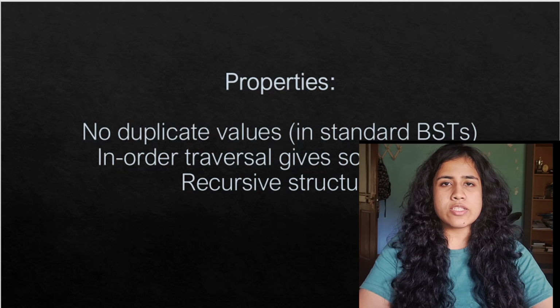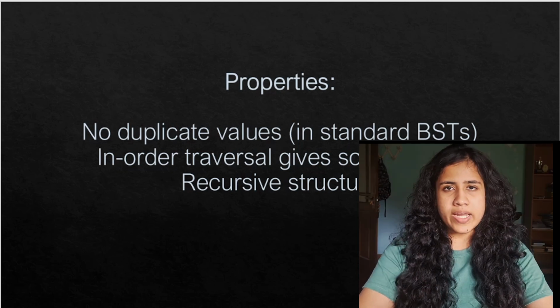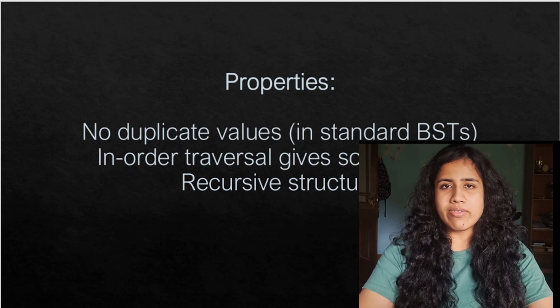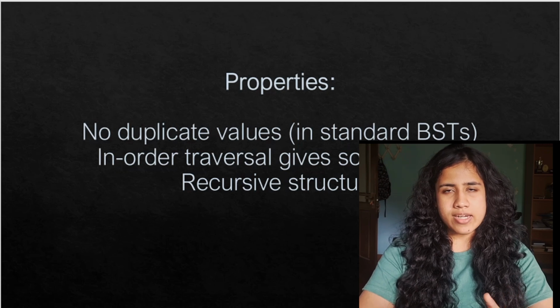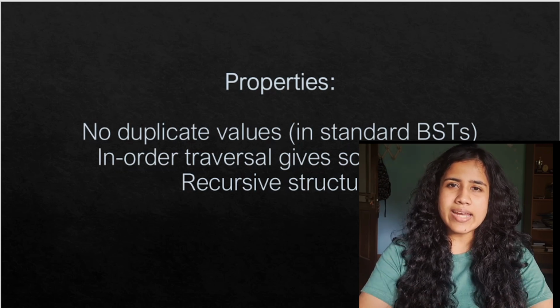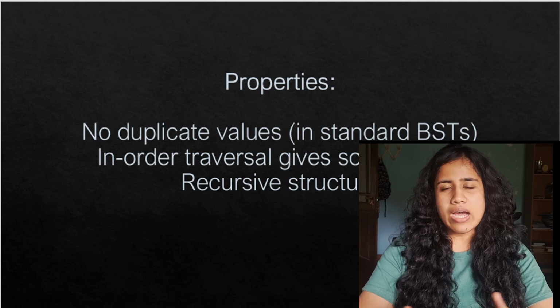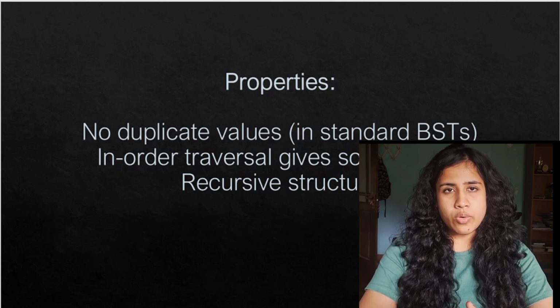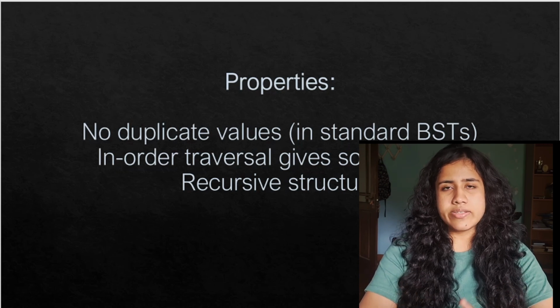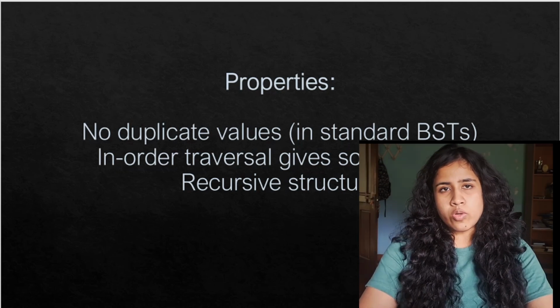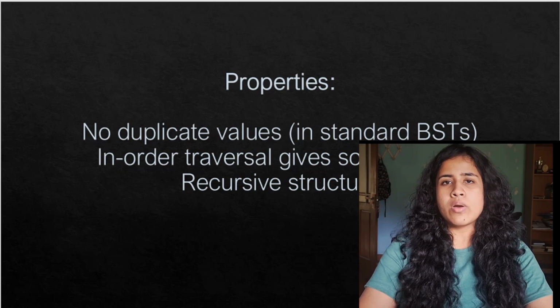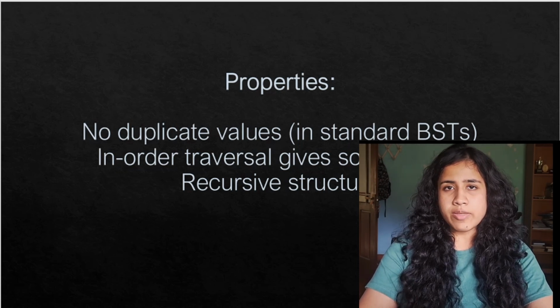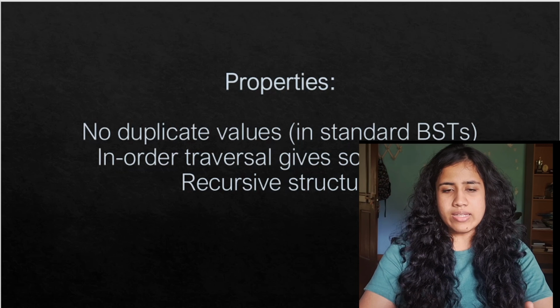So what are the properties of a binary search tree? No duplicate values. You can have duplicate values in a binary search tree, but in the standard binary search tree there are no duplicate values. In-order traversal gives the sorted order, and there is a recursive structure. Some of you may not know what traversal is, so we'll talk about what traversal is and what the types of traversal are in a few minutes.